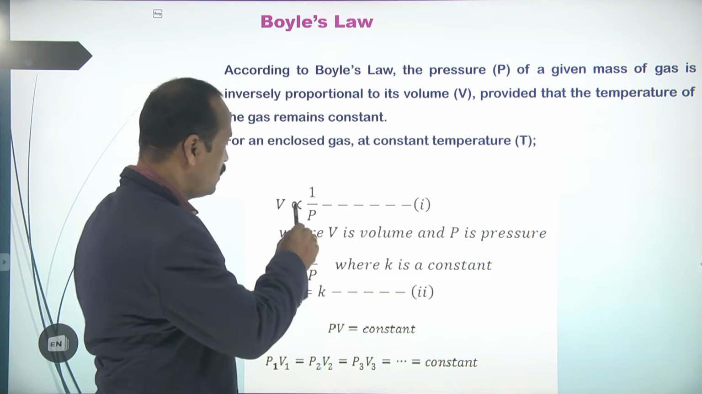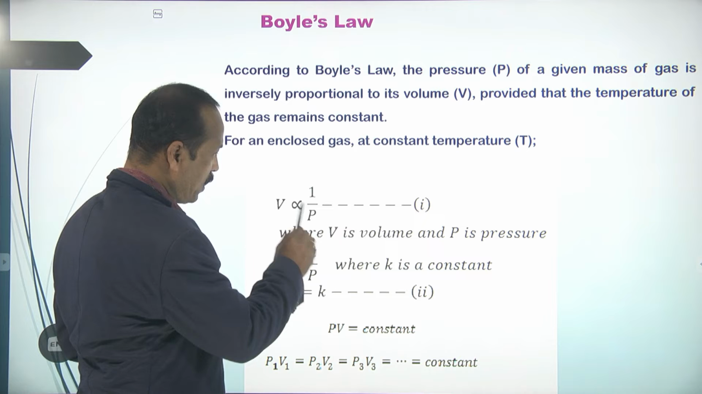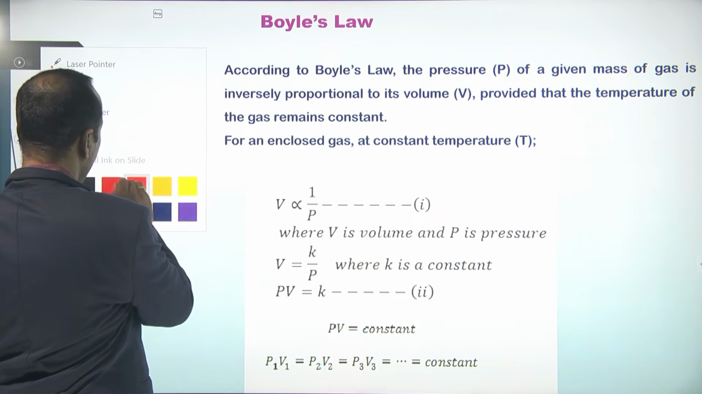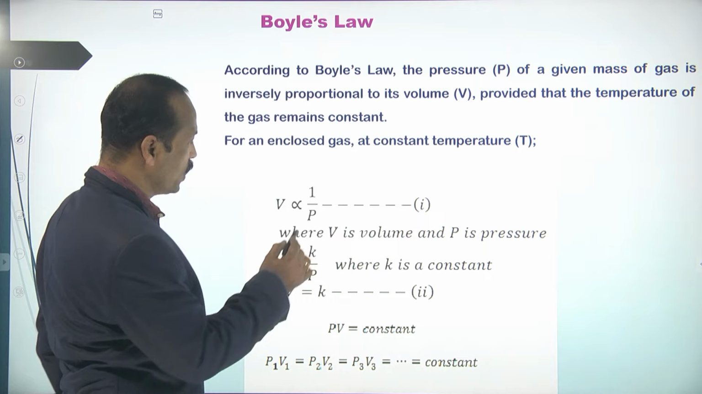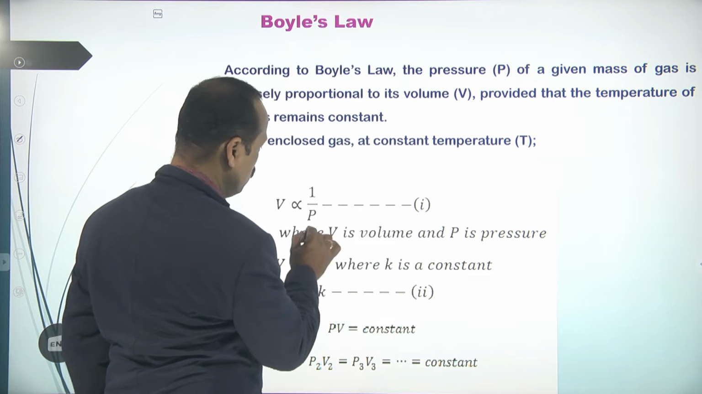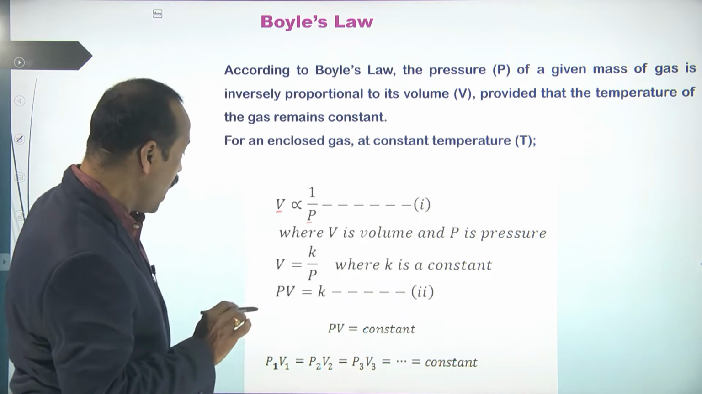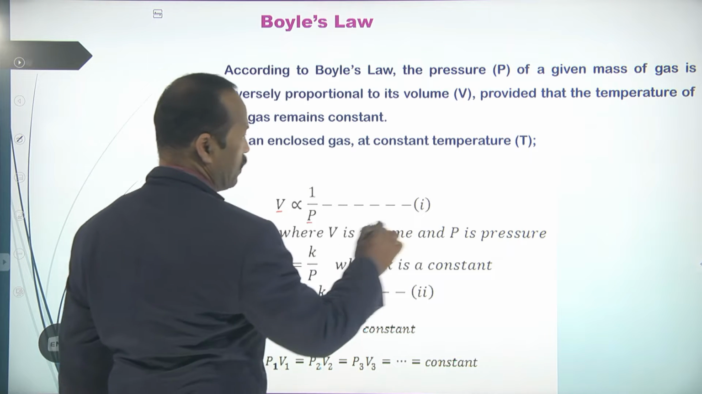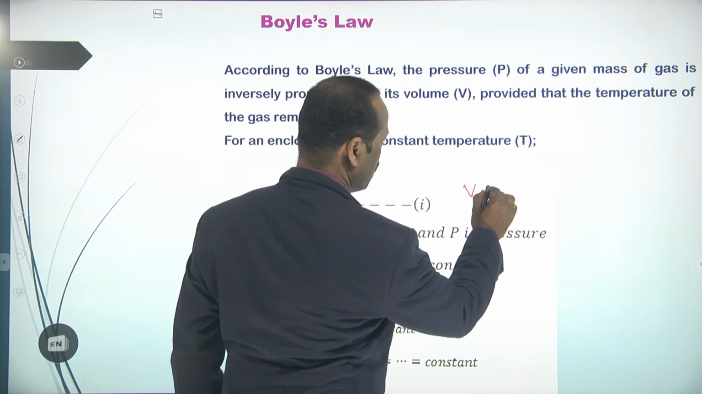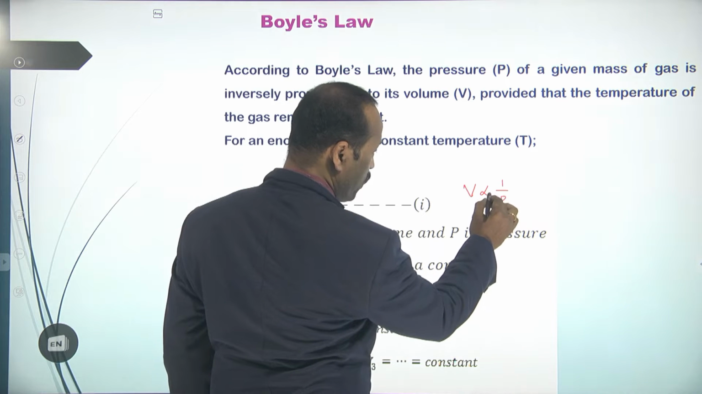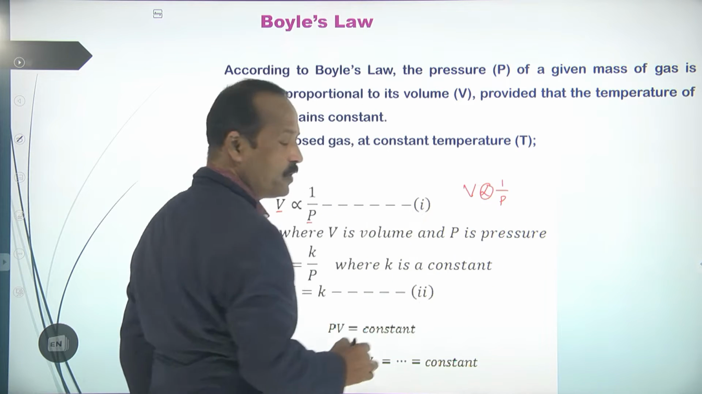Mathematically, it can be written as V is proportional to 1 by P. Like this we can write, okay? V is proportional to 1 by P, where V is the volume and P is the pressure. And when you remove this proportionality sign, I think you know this one already from mathematics, we studied it so many times. So when it is 1 by P and you remove this sign, then we get one constant.